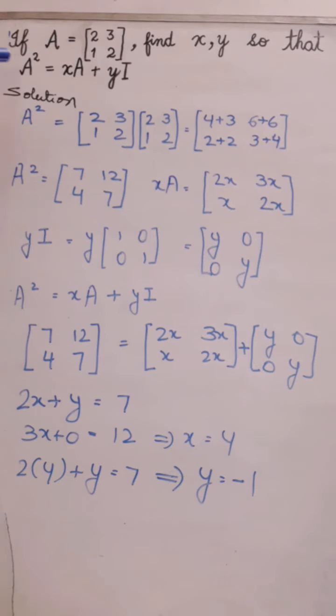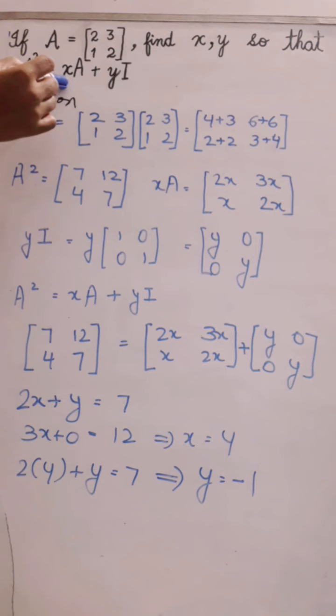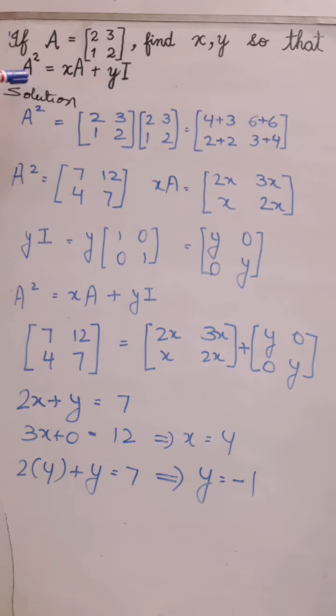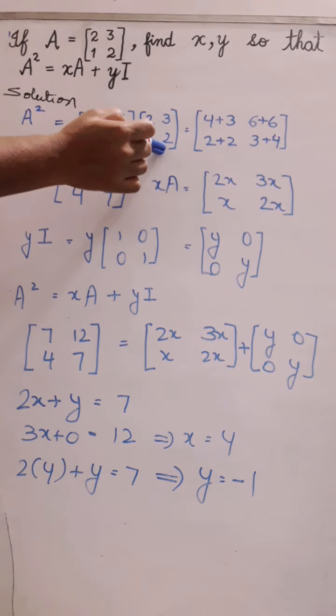Here we are taking a question: if A equals this matrix, find x and y so that A square is equal to x into A plus y into I. So first we need to find out A square. A square means A into A, so we need to multiply these two matrices.